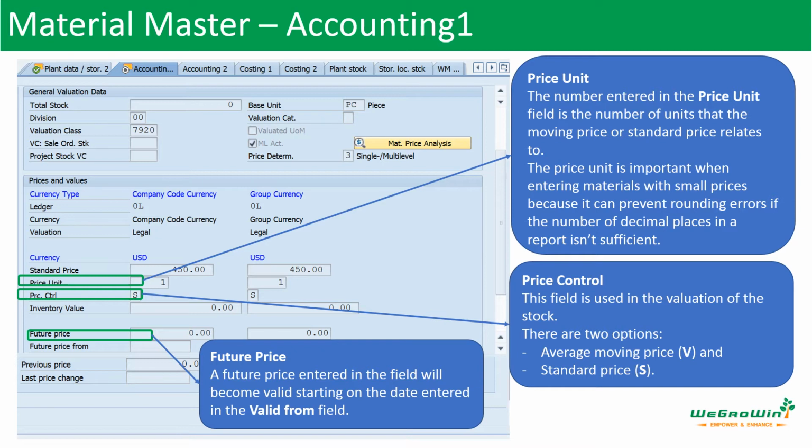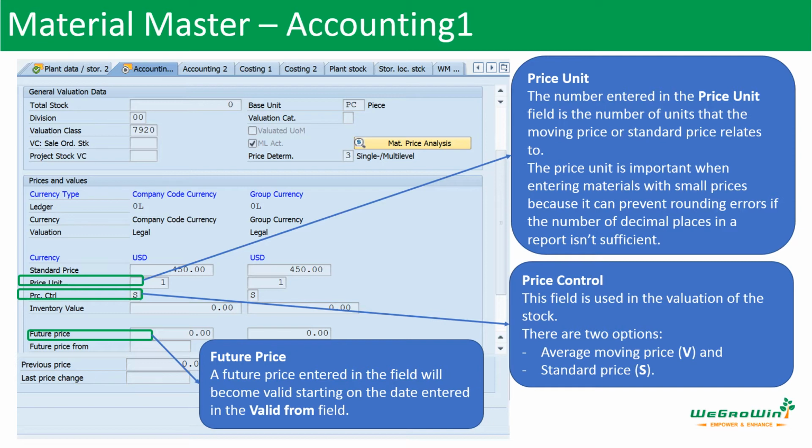Now coming back to standard price and moving average price. Moving average price is normally also called the moving price. This is the price entry which is used when we use the price control V.